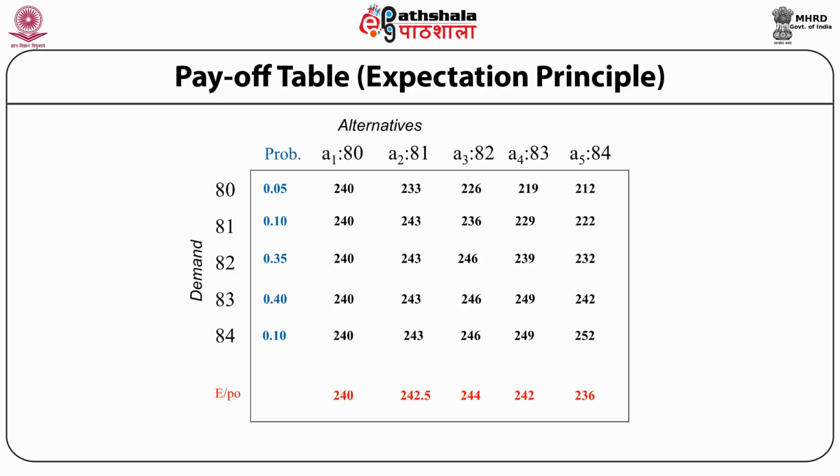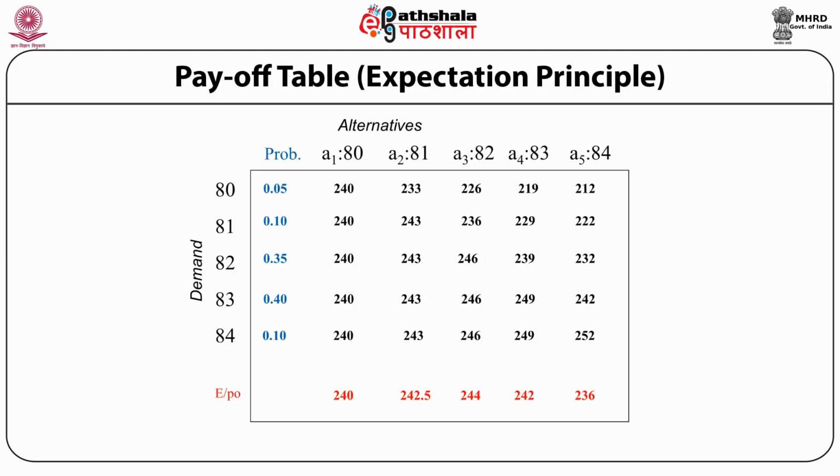So we try to understand this principle with the help of the given slide. In this slide, with the same setup as in the previous case, we have different demands that are the possible outcomes, and we have different alternatives A1, A2, A3 up to A5. We are also given the probability values corresponding to every possible outcome. So here, as per the expectation principle, we are calculating the total expected value of every alternative or strategy by multiplying the payoff by the corresponding probability value.